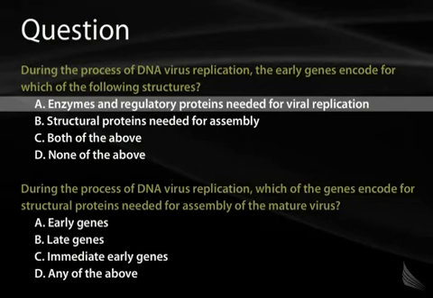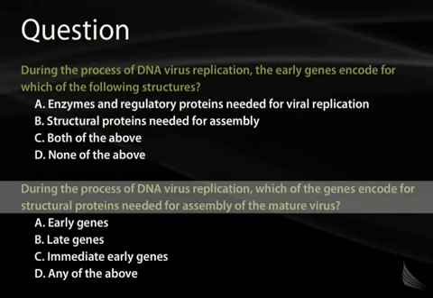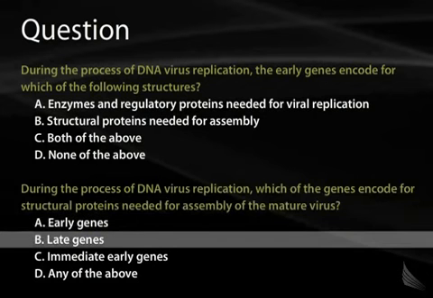The structural proteins are usually more indicative of the late genes. During the process of DNA virus replication, which of the genes encode for the structural proteins needed to assemble the mature virus? Well, we just answered that. It's B, the late genes.